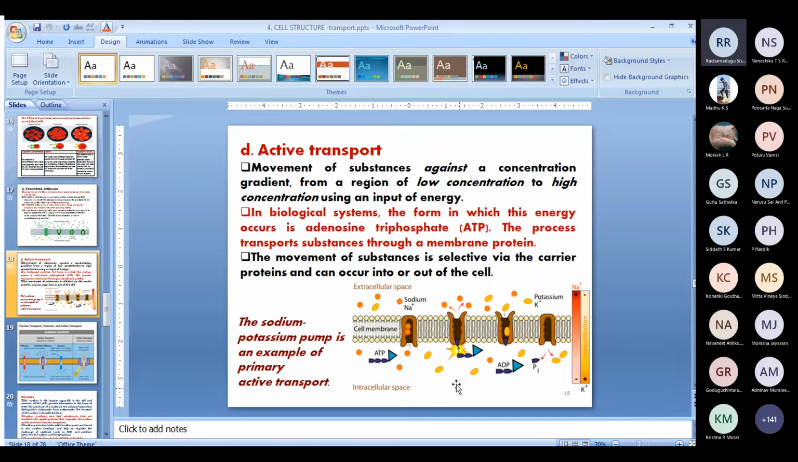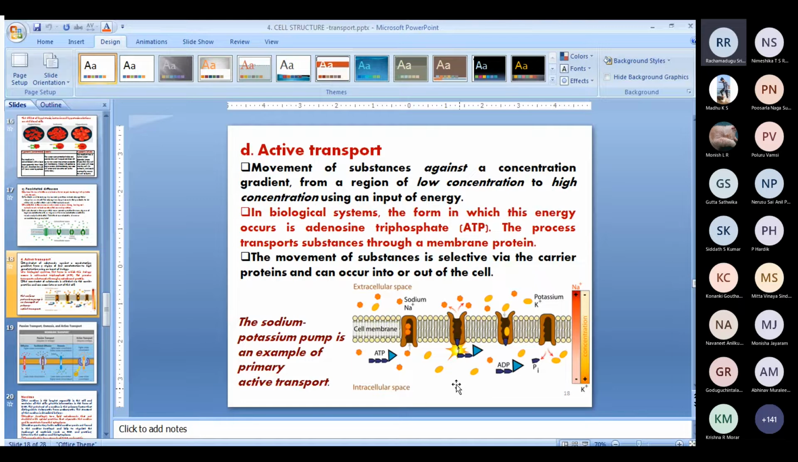See, potassium is more inside, and sodium is more outside. But sodium ions from the intracellular space, where the concentration of sodium is very low, will move towards the outside. So it's moving from a lower concentration to a higher concentration. Similarly, potassium, which is very low in concentration outside, will move inside.